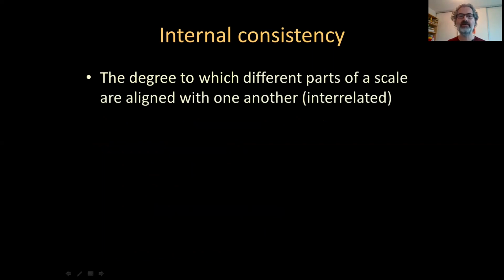So here we are concerned with a specific index of internal consistency, which indicates the degree to which different parts, different items of a scale are aligned with one another. They are interrelated. They are all pointing in the same direction. So a positive value in one item is associated with a positive value in other items.